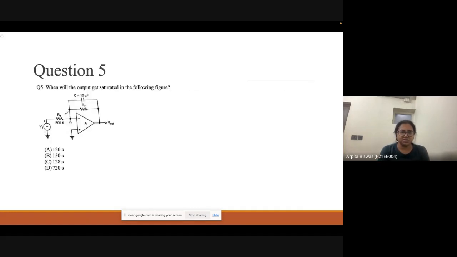So see the circuit carefully, and the question is: when will the output get saturated in the following figure? The first option is 120 second, option B is 150 second, option C is 128 second, and option D is 720 second. So take your time and then try to solve the question.